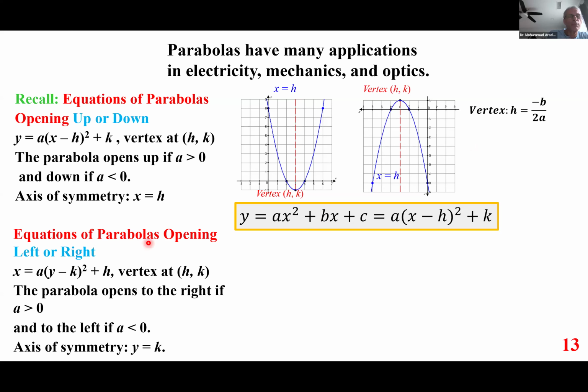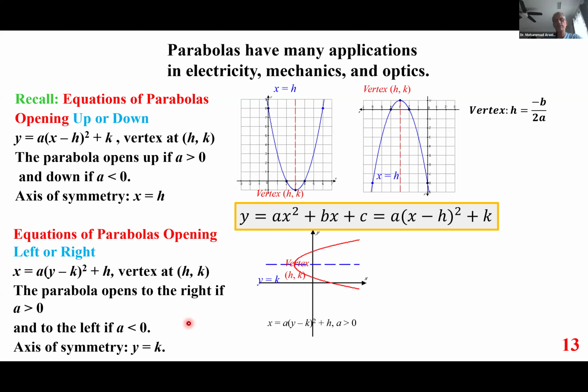Now, equation of a parabola opening sideways to the right or left. x equals a times (y minus k) squared plus h, and the vertex remains at (h, k). The parabola opens to the right if a is positive and left if a is negative. Axis of symmetry, in this case, x equals h. In this case, y equals k.